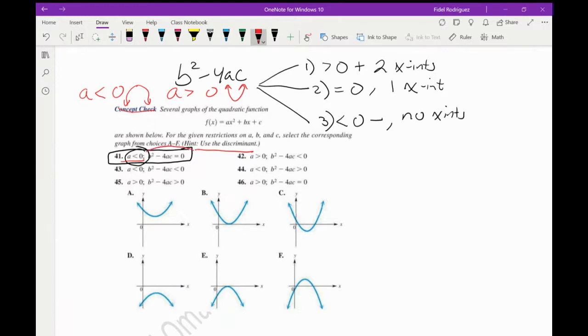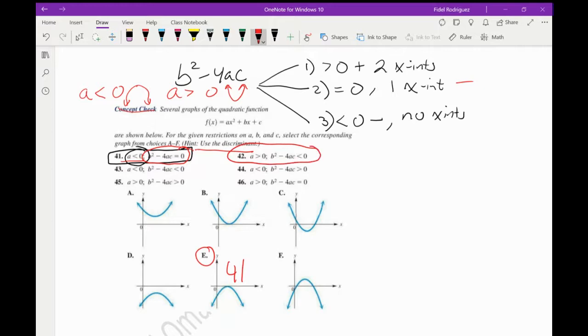The second thing it tells me is that my discriminant is equal to 0. When it's equal to 0, I have 1 x-intercept. So when I look at graphs D, E, and F, I have to ask myself which one of those graphs hits the x-axis only one time, right here. So that's 41, right? And then I'm going to do the same thing here.